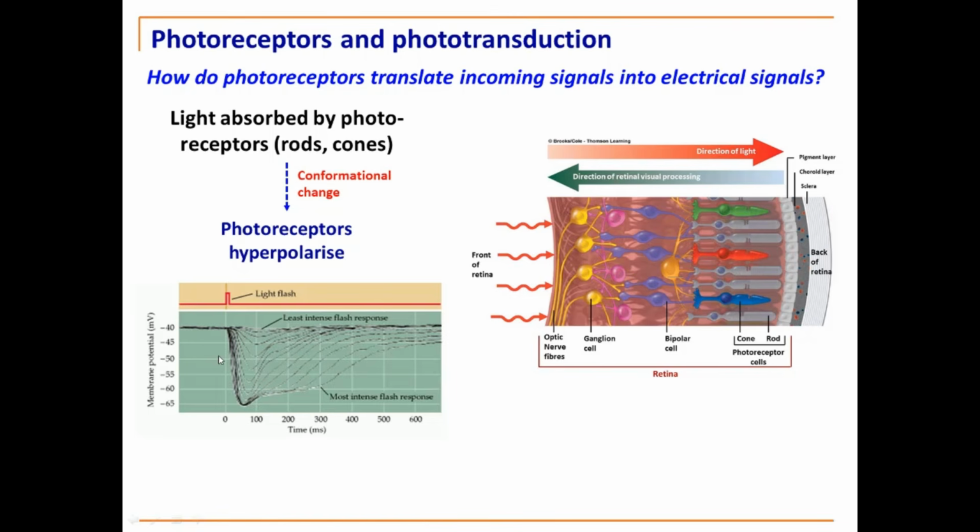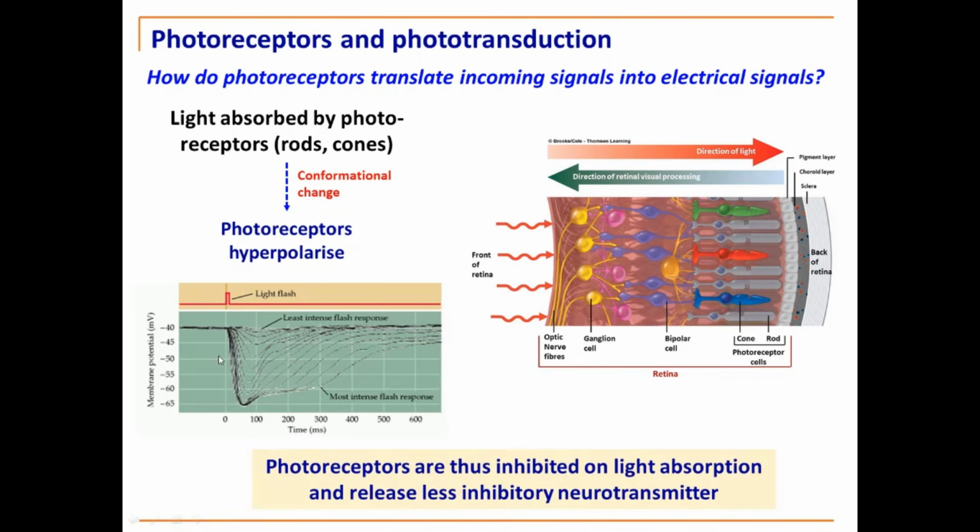So we're hyperpolarizing. And therefore, the photoreceptors are inhibited on light absorption and release less inhibitory neurotransmitter. So in other words, there's less inhibition. And the neurotransmitter is actually glutamate in this case, and it's acting as an inhibitory neurotransmitter. It usually acts as a stimulatory one, but in this case, it's acting as an inhibitory neurotransmitter.